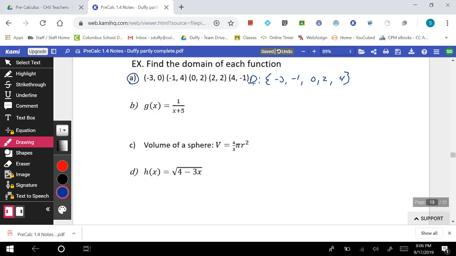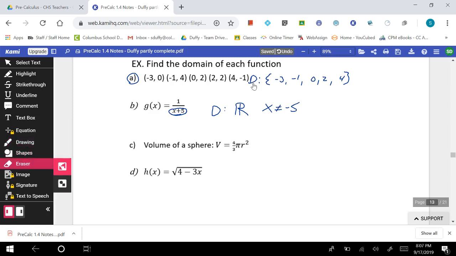The domain of the second one. Now, what we're saying is that the bottom can't equal 0. What number would make this bottom 0? Well, -5. Other than that, it's all going to work. So we're going to say that the domain is all real numbers except x cannot equal -5, because if we plug in -5 right there, it'll turn the bottom to 0, and that is no good.